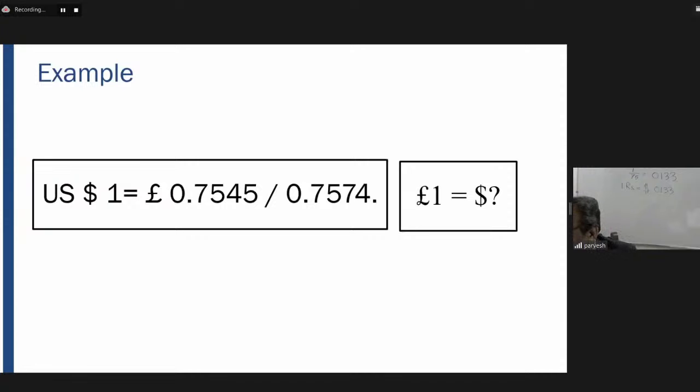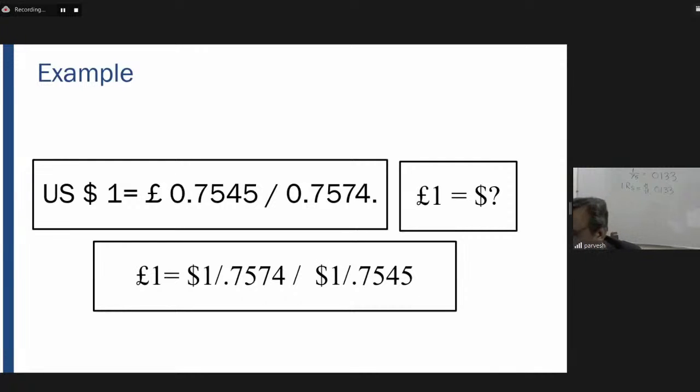So please give your answers. I'm just putting the questions, the answers also, so that you can solve it and put it on the chat line. So 1 pound will become 1 divided by 0.7574. So the ask will come on the bid side and the bid will go to the ask side. So 1 pound will be the reciprocal of 1 divided by 0.7574. And the ask will be 1 divided by 0.7545.